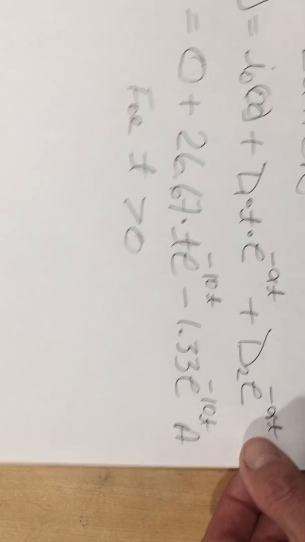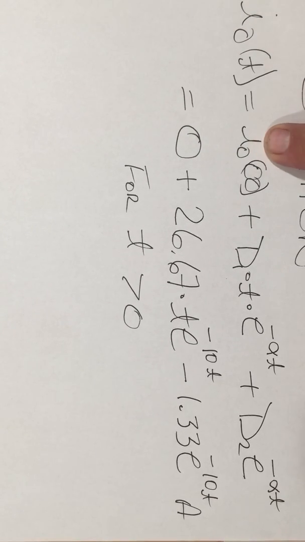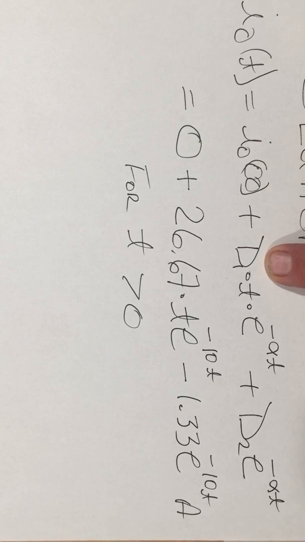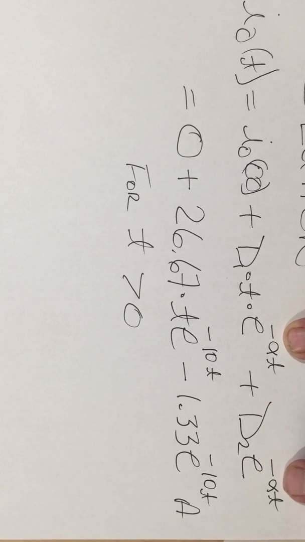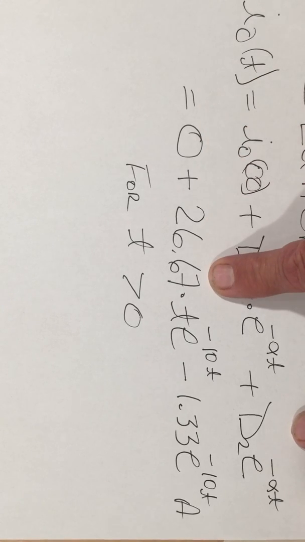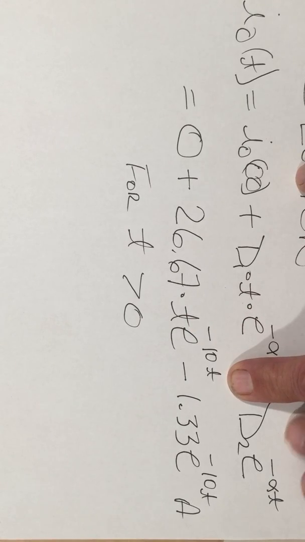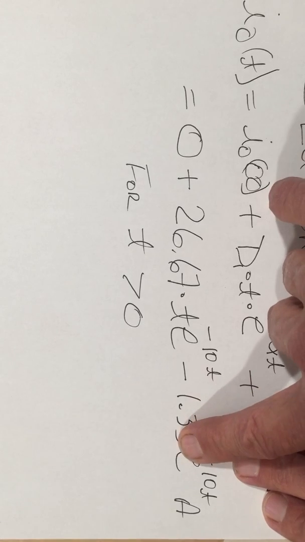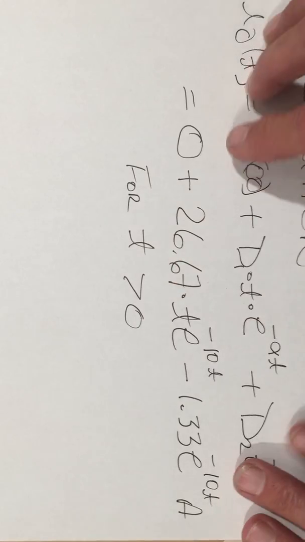Finally, the solution is IO(t) equals IO at infinity plus D1 times t times e to the minus alpha t plus D2 e to the minus alpha t. When I stick those values in, I have 0 plus 26.67 times t times e to the minus 10t, minus 1.33 e to the minus 10t amps, for t greater than or equal to 0.